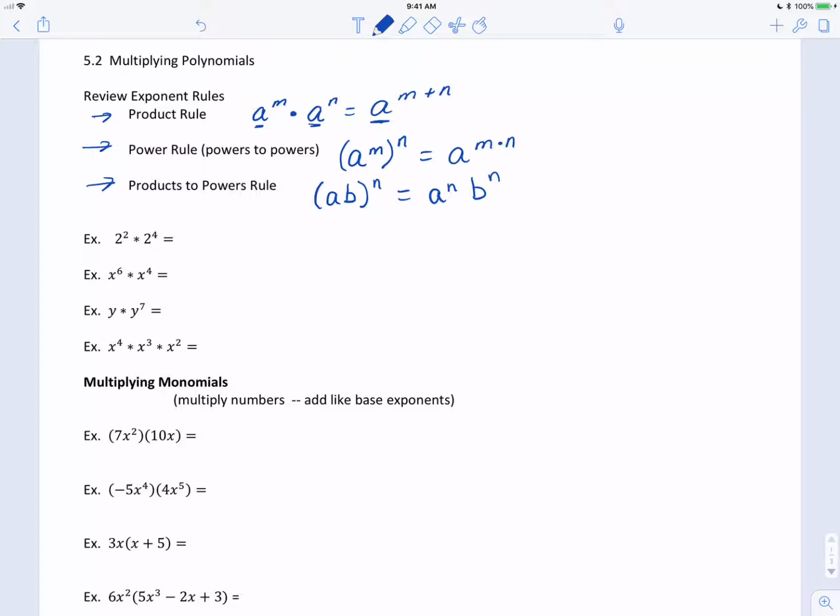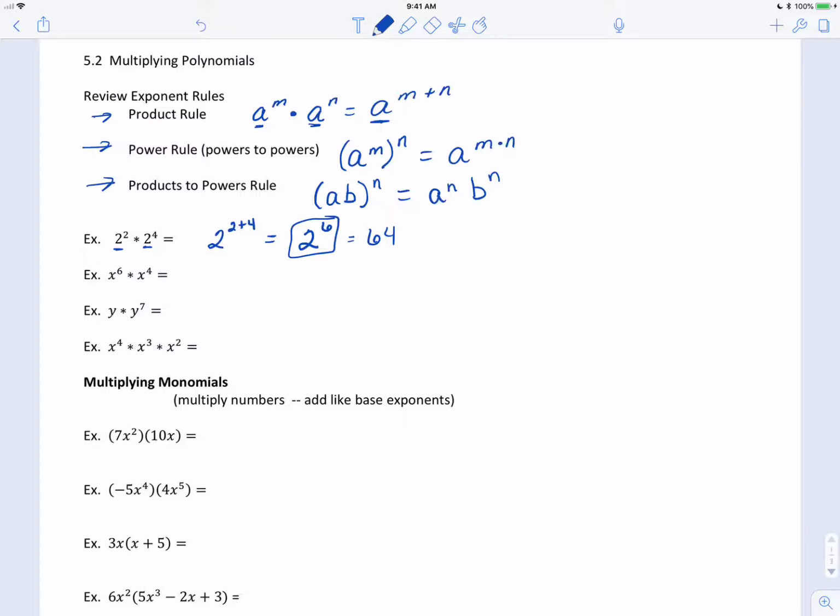This is our product rule. So we have 2 brought to the second power times 2 brought to the fourth power. So remember, we are not going to multiply those two bases together. We still have the base of 2. And then we are going to just add those exponents. So 2 plus 4, so that is 2 to the 6th power. And if you did that in your calculator, that would be 64. But this is really what we're learning right now.